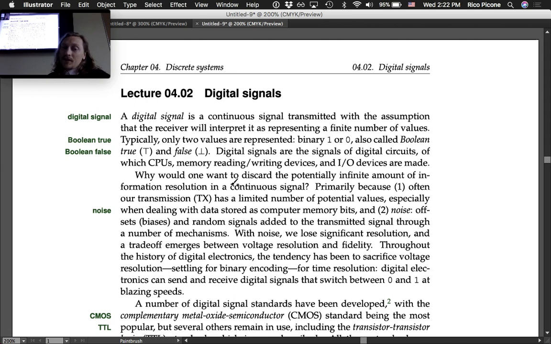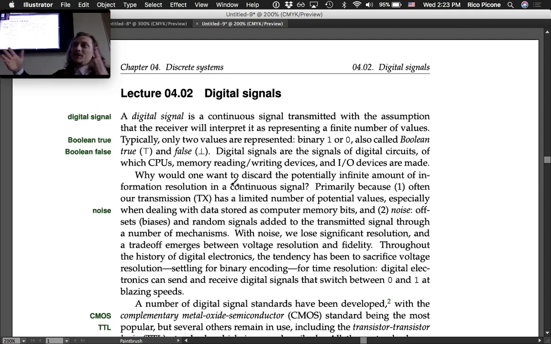Throughout the history of digital electronics, the tendency has been to sacrifice voltage resolution, settling for binary encoding, so just 1 or 0, for time resolution. Digital electronics can send and receive digital signals that can switch between 0 and 1 at blazing speeds. So that's been the saving grace of digital electronics. Yes, you can only represent a 1 or a 0, but you can change which one you represent really fast. So you can send a lot of bits really fast. And as we've talked about, you can encode a lot of information.